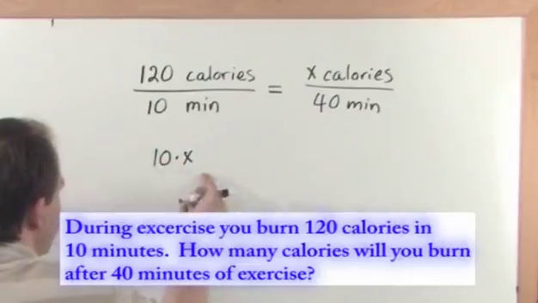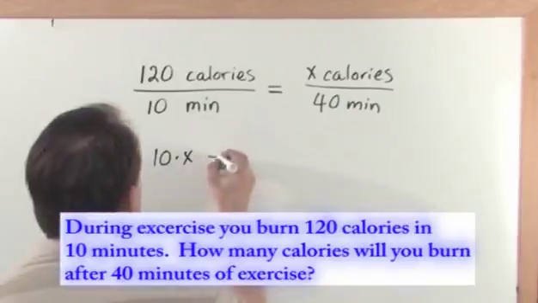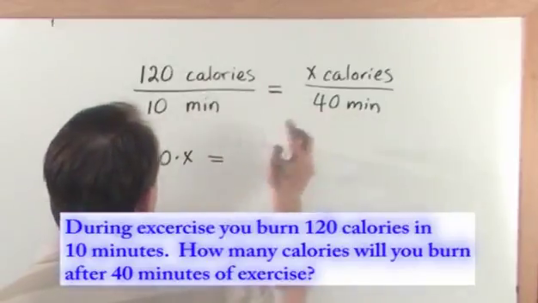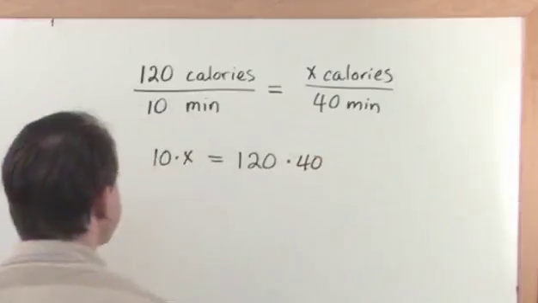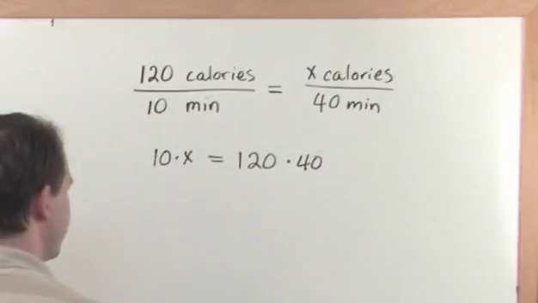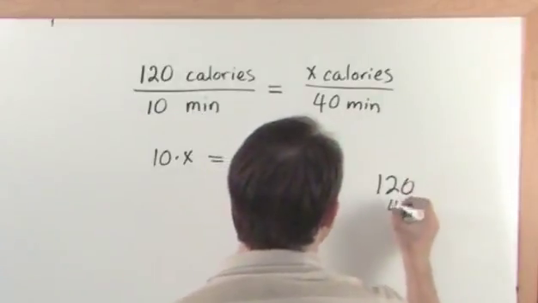You don't know what to do here because X is some number you don't know, so you just leave it like this. Is equal to, doing this one, 120 times 40. Okay, so what is 120 times 40? Let's do that. I don't know what that is.